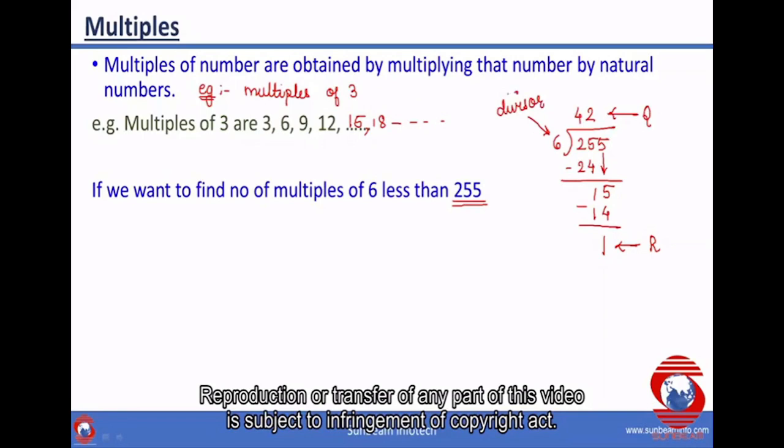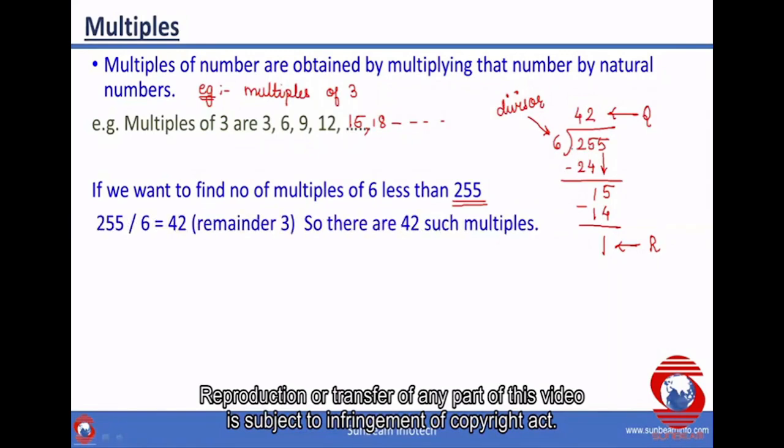So in this case, always remember that if I have to find the multiples of a particular number between a given range, I just need to divide this and write the quotient over here, right? So what is the quotient? The quotient is 42. So how many multiples? So the number of multiples are 42, right? There are 42 multiples that are less than 255, right?